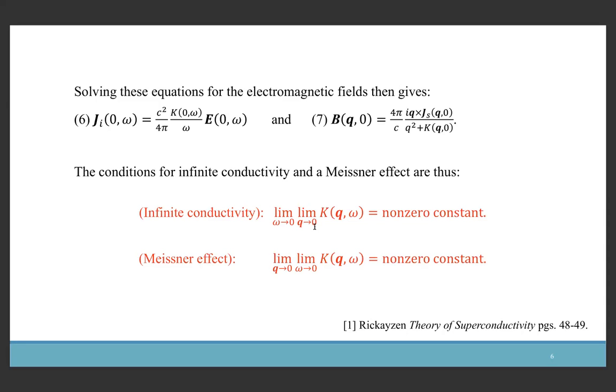So this order of limits is very crucial. And these relations do not imply one another. So for example, a free electron gas has infinite conductivity, but it does not have a Meissner effect. And a superconductor has both a Meissner effect and infinite electrical conductivity.